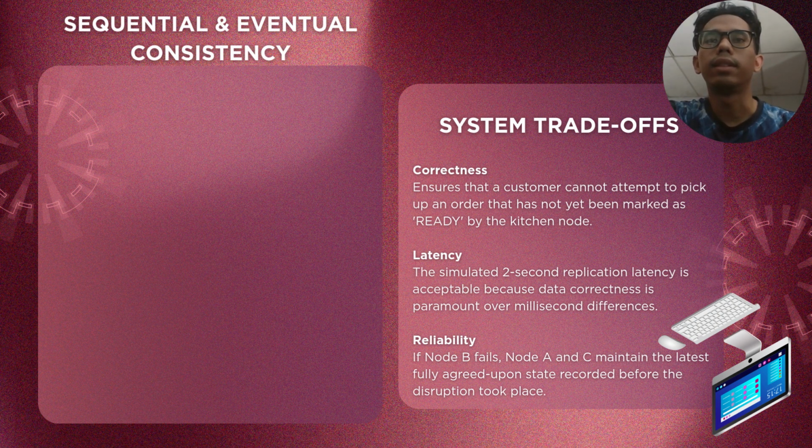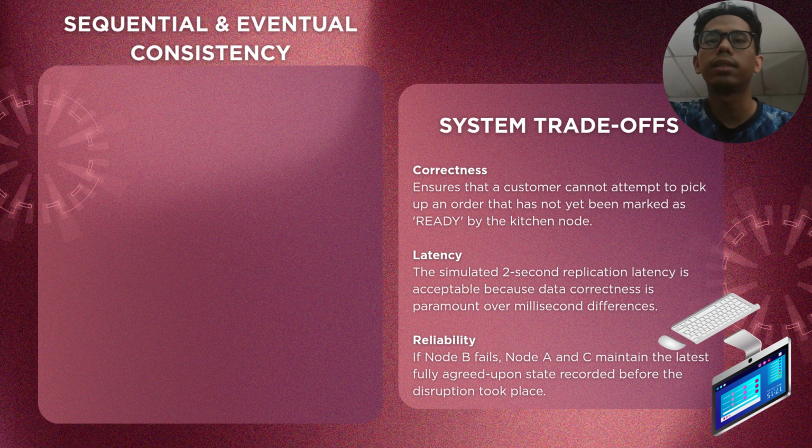Second, latency. The cost of this correctness is big. Because our updates are synchronous, our replica manager introduced a 2-second total network delay. However, a customer would much rather wait 2 extra seconds for an app update than walk up to an empty pickup counter. And finally, we have fault tolerance.